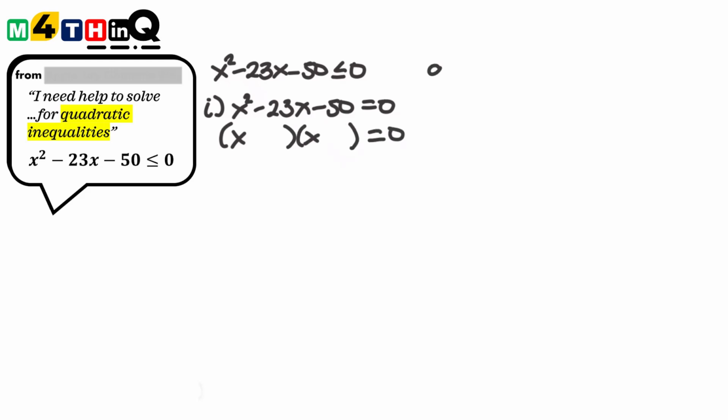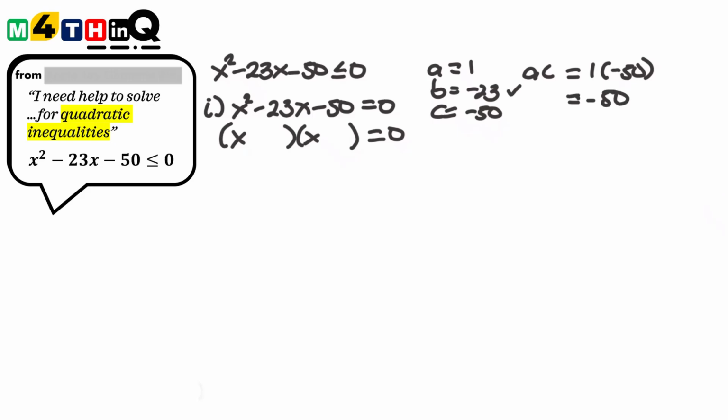A here is equal to 1, B is minus 23, and C is minus 50. A times C is 1 times negative 50. When you look for the factors of negative 50 that when added to each other will result to B, you will have here the factor of positive 2 and minus 25. And you can also have other factors, but this will be the only pair of factors that when added will result to B. Hence, the factor of our equivalent quadratic equation is x plus 2 and x minus 25.